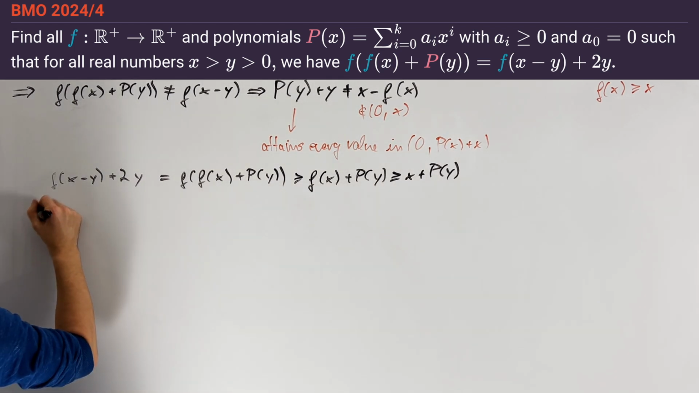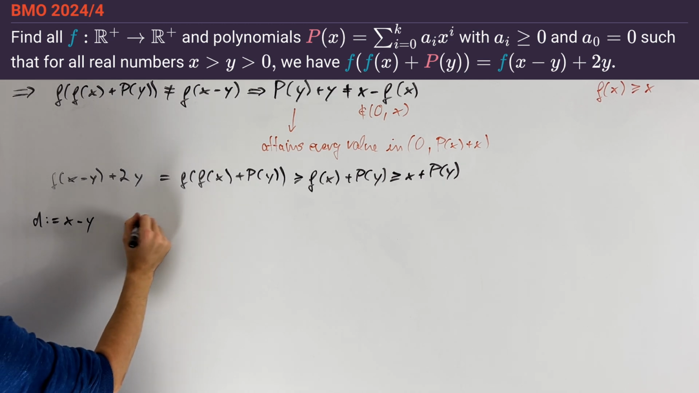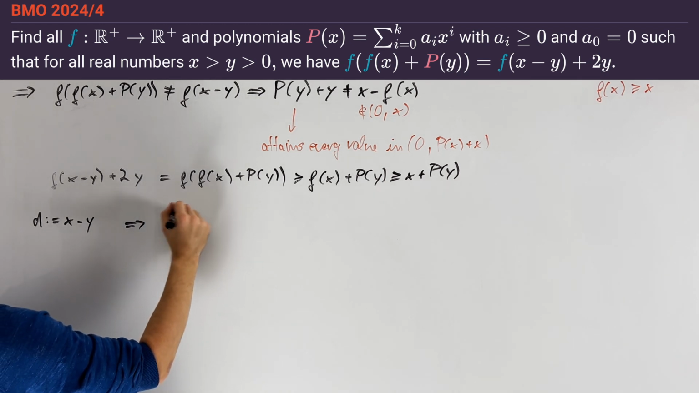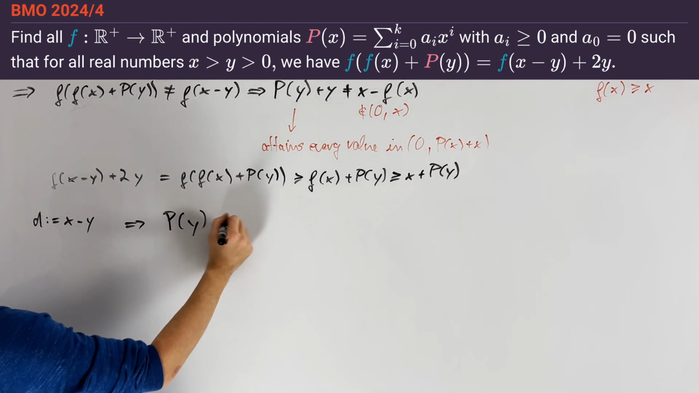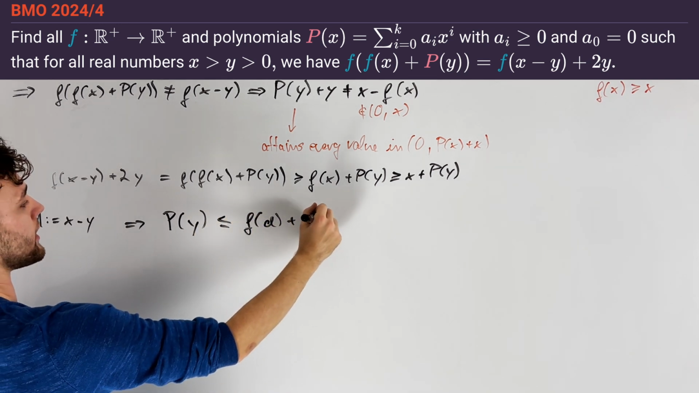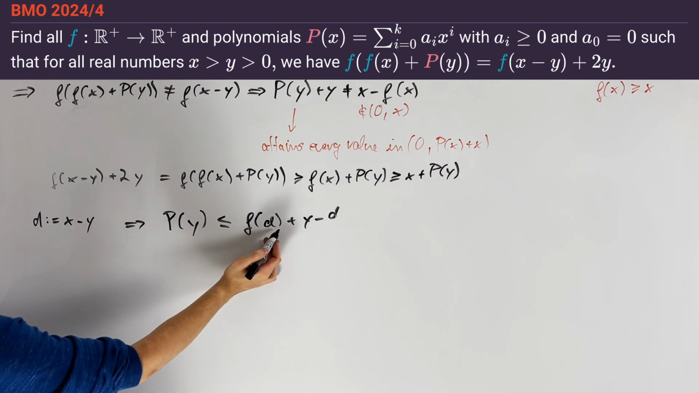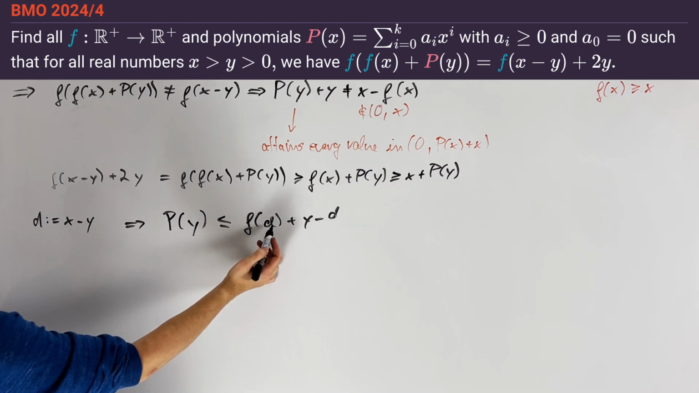Namely, if we let d equal to x minus y be fixed, then we can rearrange this inequality to be p of y less than or equal to f of d plus y minus d. And now, since d is fixed, this can be a constant, maybe a large one, but that doesn't matter.